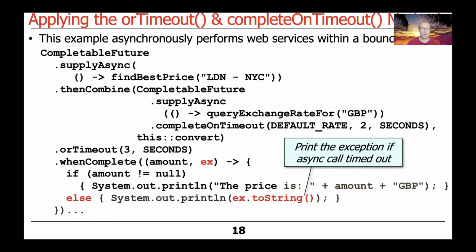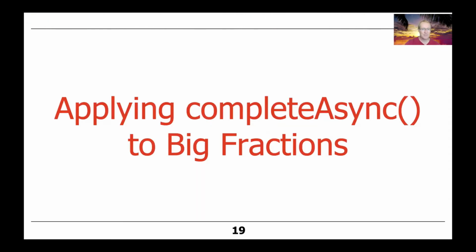However, if an exception occurred, then we're going to go ahead and print the exception if the timeout has happened. In this case, it'll probably say timed out or something like that. If you run the program, you'll see what happens. It's very clever how it all works. So this is demonstrating timeouts that are provided now with Java 9.